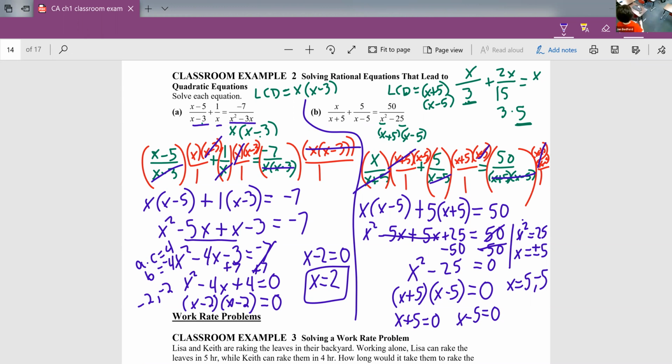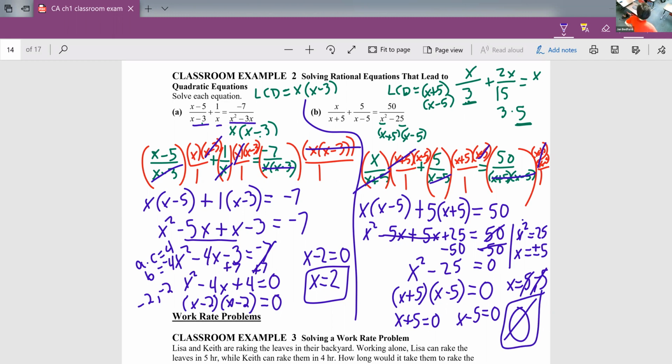up, that's my solution? So what happens if I go back and I check in the original? Do I have a problem with positive 5? Will it give me any issues in this first fraction? What about second? 5 minus 5 is 0. I can't use positive 5. What about a negative 5? Will that cause me any problems in the first fraction? So what's going to be my solution? No solution. Empty set.